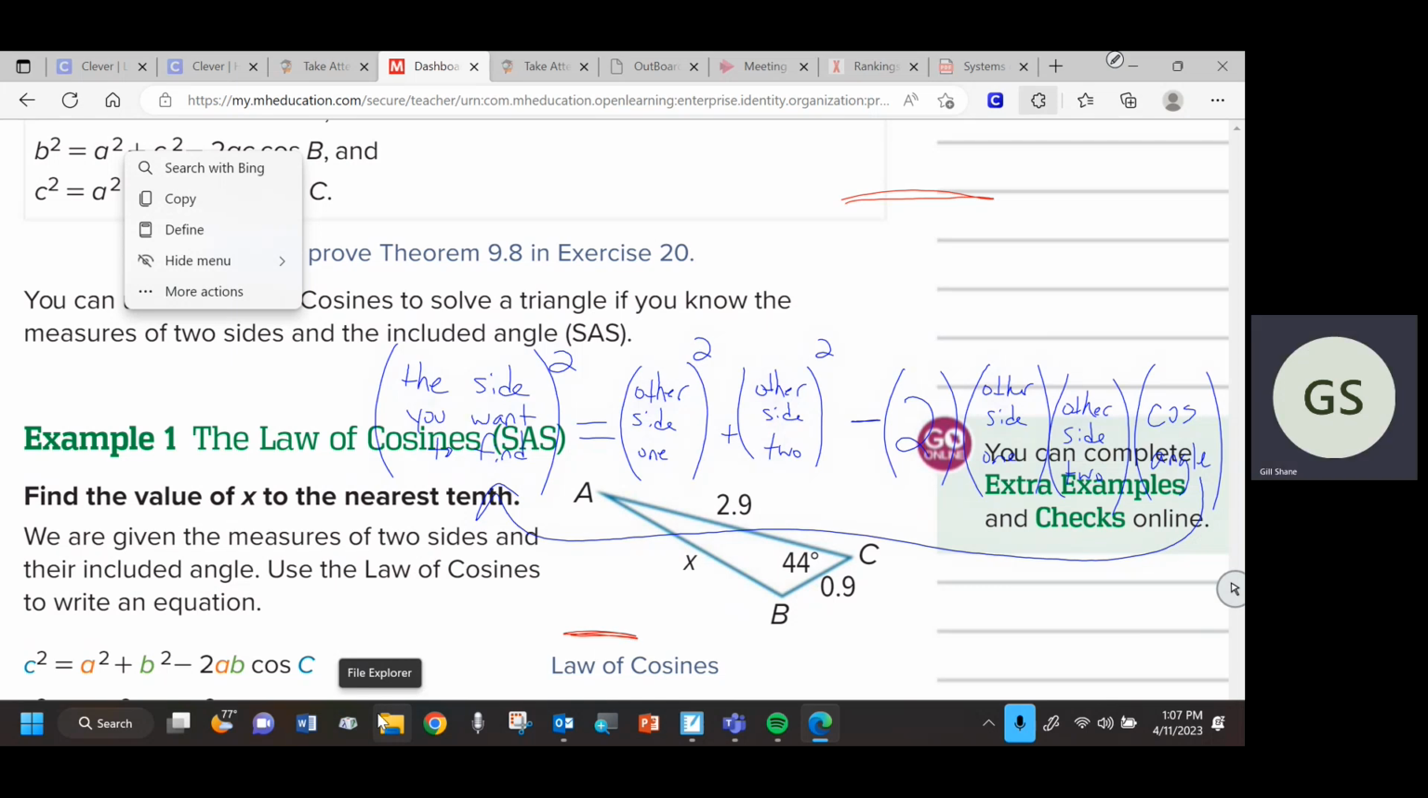And don't forget the square root at the end. You should know if you come up with a number that's way too big. If the sides here are 2.9 and 0.9, x can't be bigger than 2.9, because 2.9 is the longest side. So x should be somewhere in the 2.3 range, maybe. Yeah, that sounds like it's probably right.